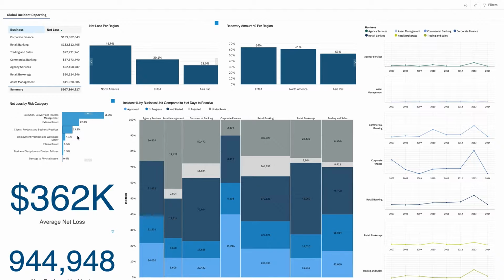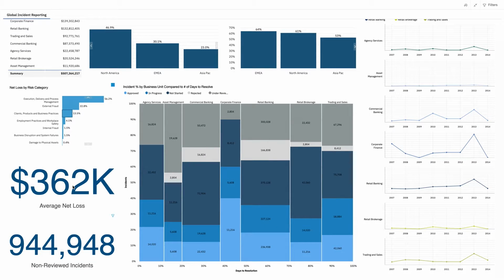And below that, we have our KPIs, or in this example, KRIs, showing the average net loss per incident and the number of non-reviewed incidents, or backlog of incidents that have not yet been reviewed and signed off by senior management.